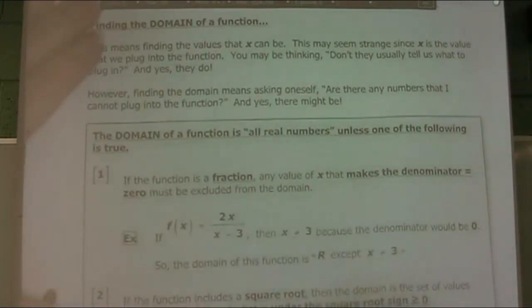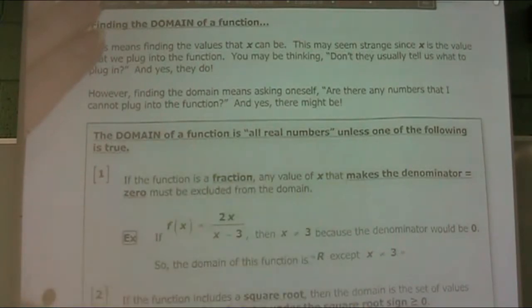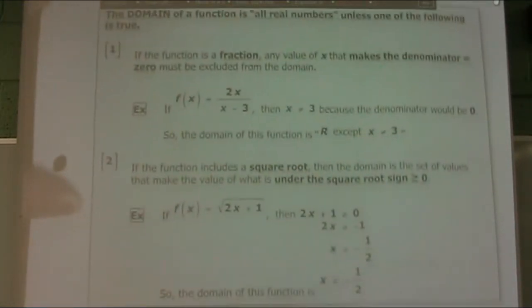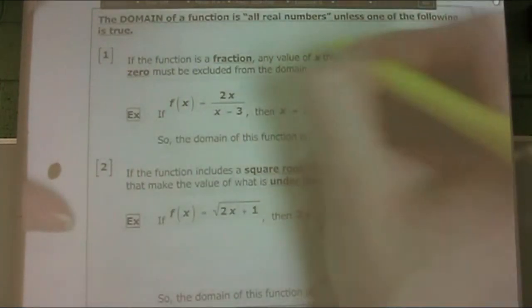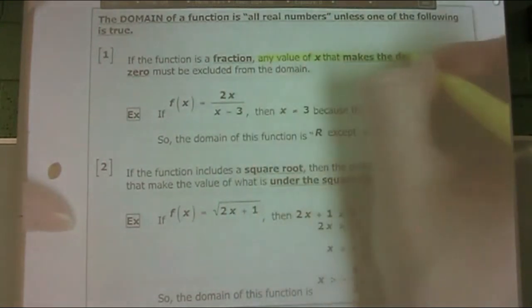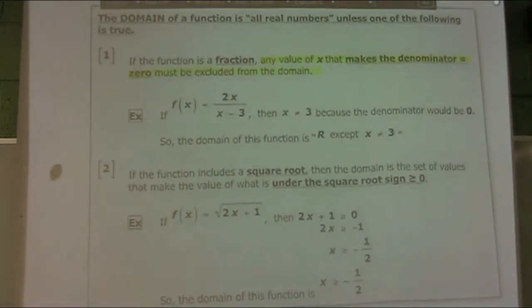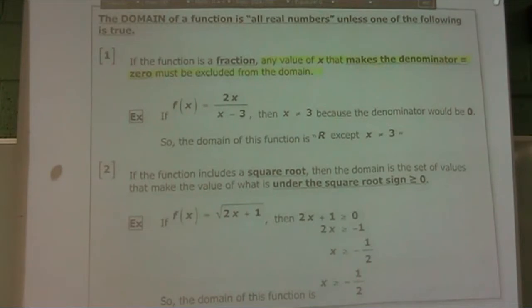All right? First of all, the domain of a function is all real numbers unless one of the following is true. Number one, if the function is a fraction, any value of x that makes the denominator equal 0 must be excluded from the domain. So in other words, we can't make our denominator 0 because you can't divide by 0. That's not a number. It's undefined. So we can't put a value in for x that will make our denominator 0. So we have to figure out what values would make our denominator 0, and we have to exclude them from our domain.